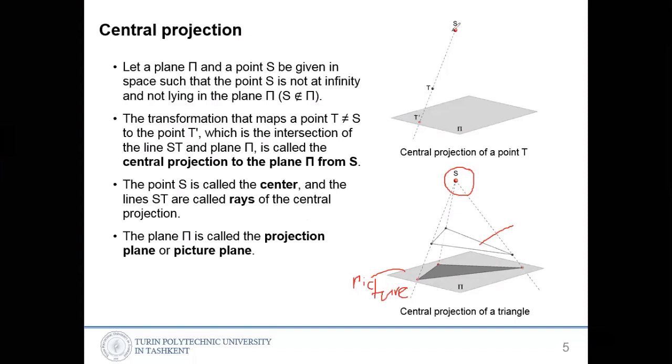So this line, the ST line, those lines are called rays, the rays of central projection. So here are 3 rays: 1st ray, 2nd ray, and 3rd ray. And by using the 3 rays, we are generating a projection of the triangle on the plane P.